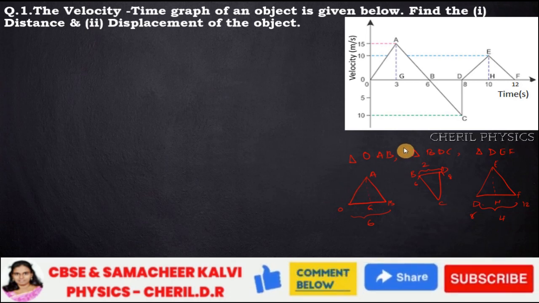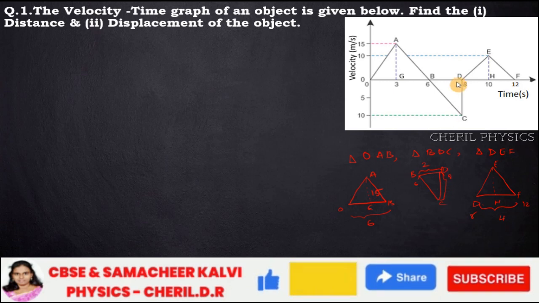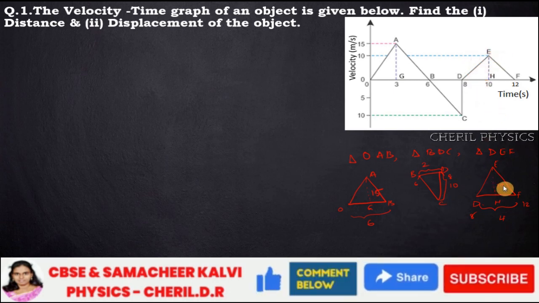Got it? Now looking at the height. For this height you have 15 minus 0, so you will have 15, and here this is my height. My height is going to be 10 minus 0, which will be 10. Here it is going to be 10. This is in terms of meter per second and second here.